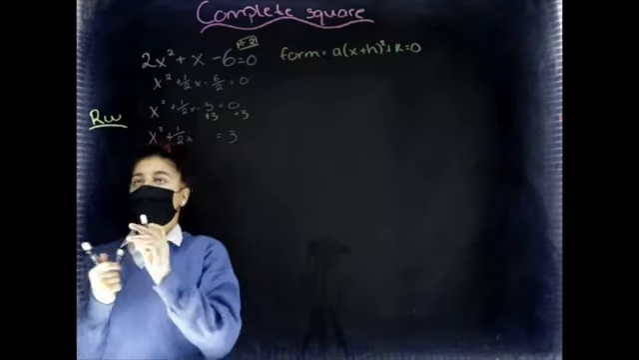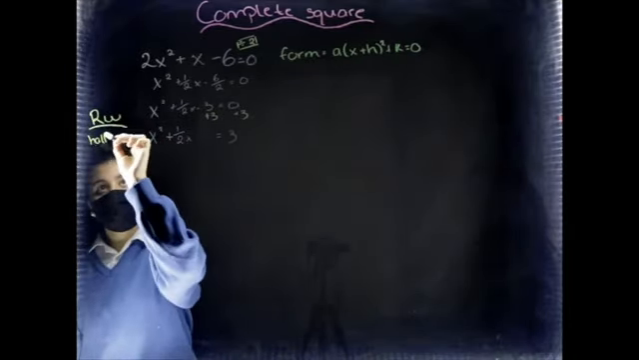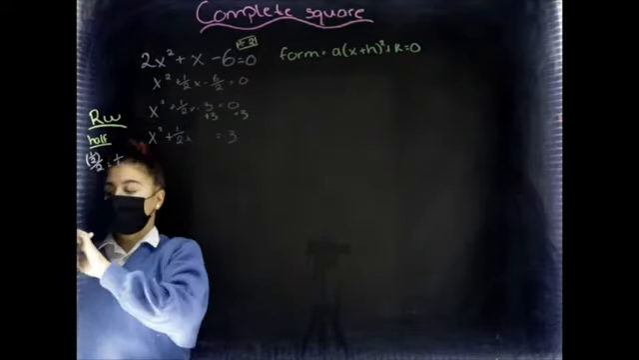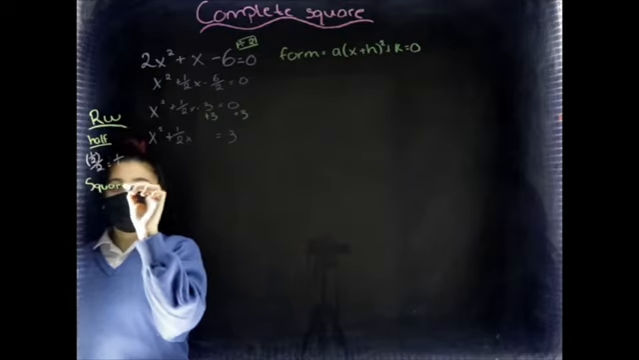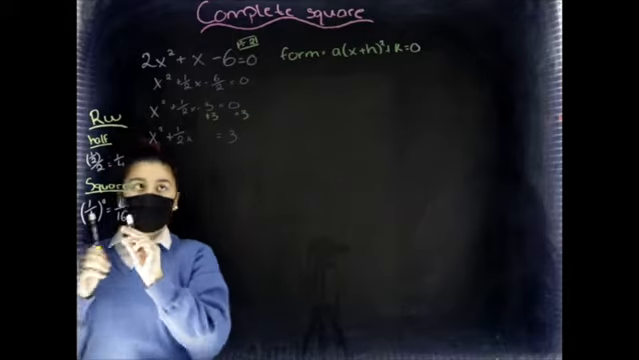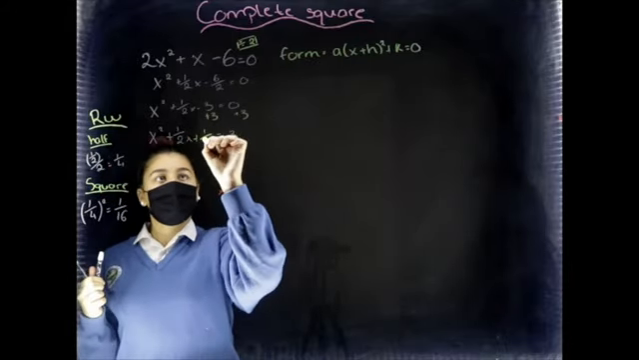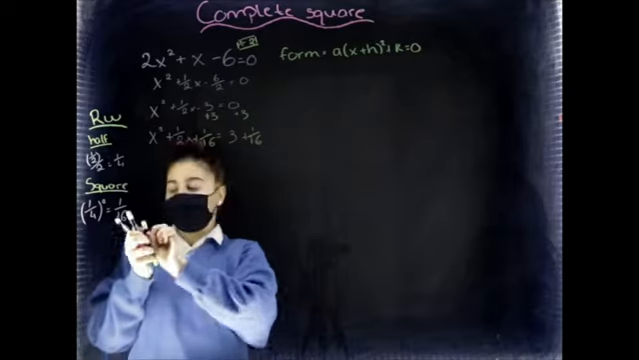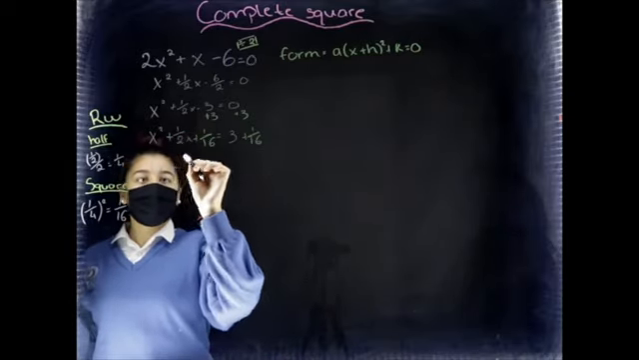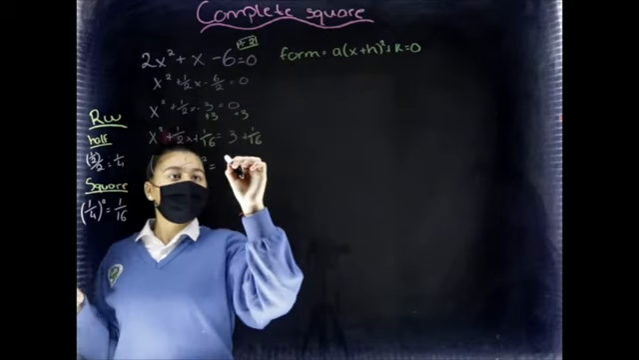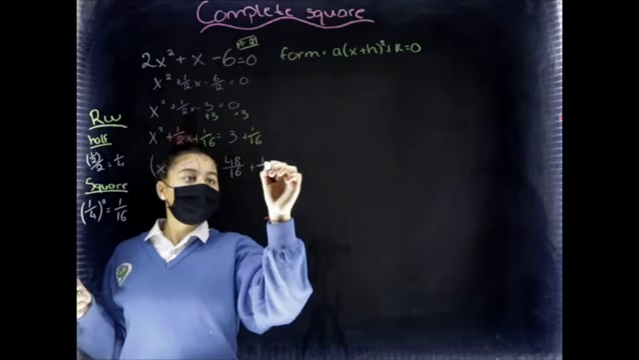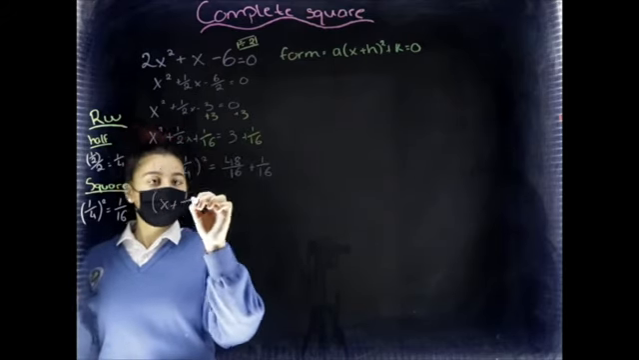In my rough work, I halved the coefficient of the middle term. This gave me a quarter. I then squared the result, which gave me 1/16. This is the number I added to both sides of my equation. I then put the quarter into the bracket, so it gave me x plus a quarter squared equals 48 over 16 plus 1/16. This then simplified to x plus a quarter squared equals 49 over 16.